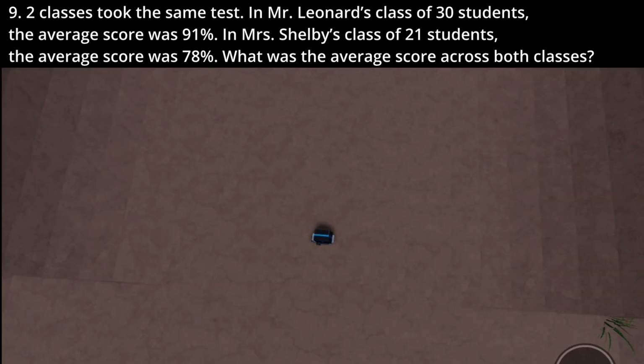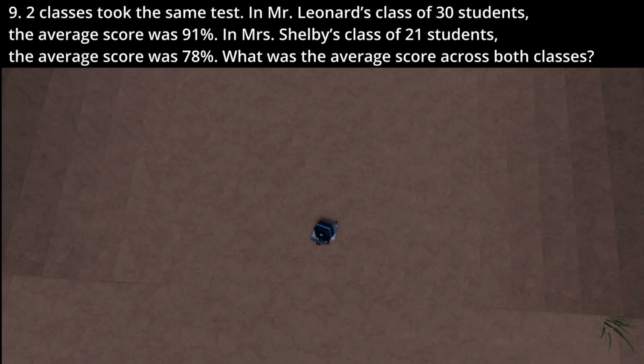In this problem, it says that 2 classes took the same test. In Mr. Leonard's class of 30 students, the average score was 91%. In Mrs. Shelby's class of 21 students, the average score was 78%. What was the average score across both classes? So to do this problem, we're going to have to take a weighted average because we can't just take 91 plus 78 and divide it by 2. We can't do that because the 91% happened across 30 students and the 78% happened across 21 students. So we need to account for that with a weighted average.